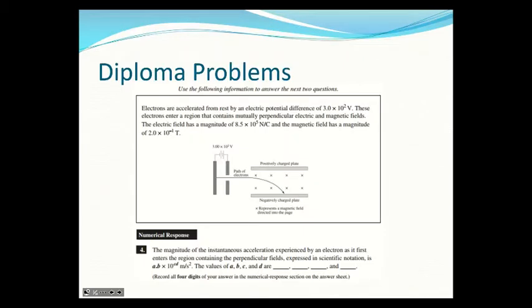Electrons are accelerated from rest by an electric potential difference. Oh, this is a big one. These electrons enter a region that contains mutually perpendicular electric and magnetic fields. Okay, so it's got two types of fields. So we want to find the acceleration. Okay, so I'm going to switch to my other screen.